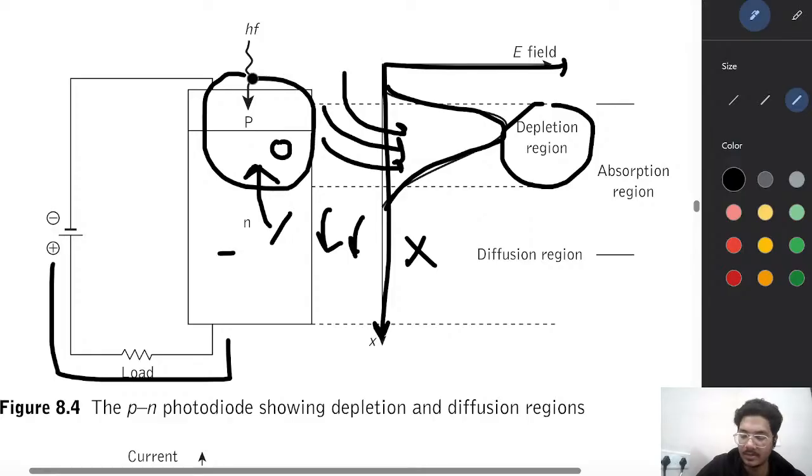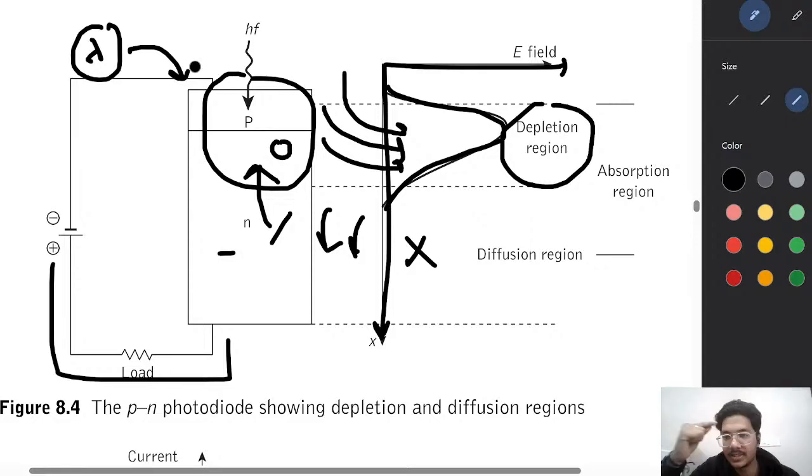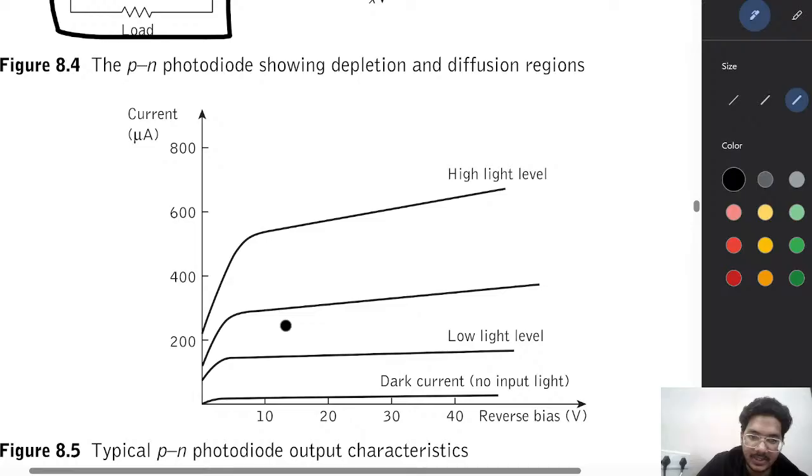We also depend on the material. Higher wavelengths penetrate deeper, so a photon with a higher wavelength is absorbed deeper, requiring a larger absorption region. The absorption region for germanium is far greater than for silicon.